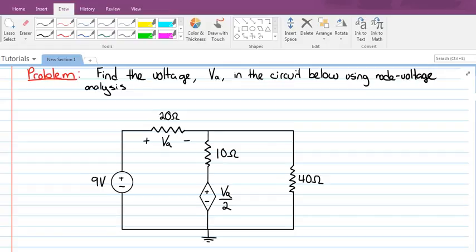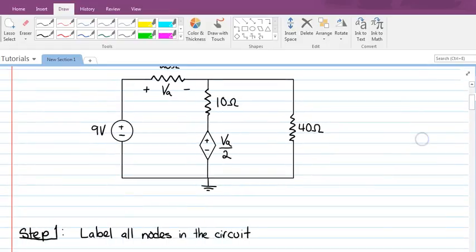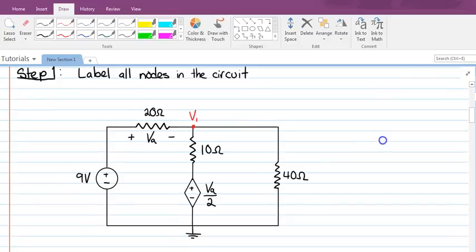So the actual goal of the problem is to solve for this voltage VA, and we're going to do it using node voltage analysis. So what's the first step? The first step, as in all node voltage analysis problems, is we want to label all the nodes of our circuit. And that's what I've done right here.